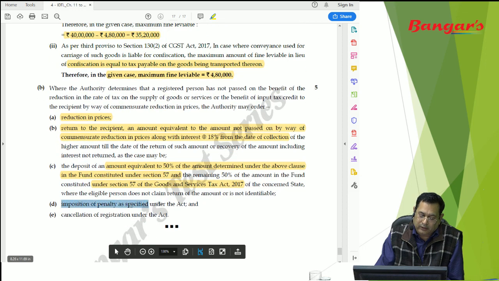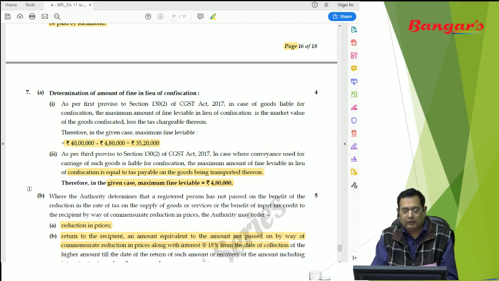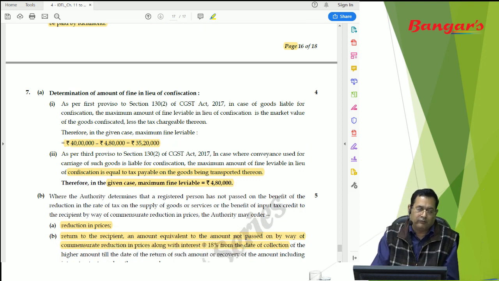Imposition of penalty and cancellation of registration. So this was the discussion relating to the mock test paper which was scheduled on 10th of March 2019.